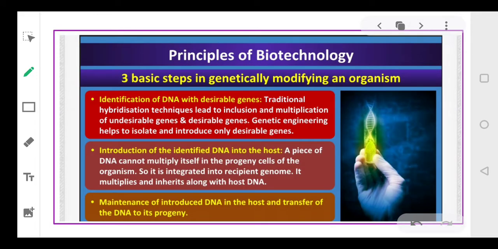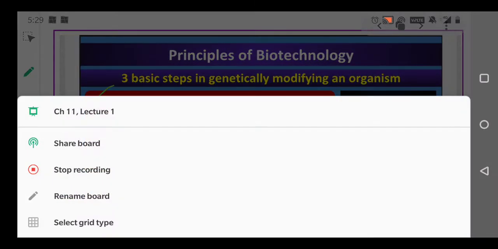Now coming to the principles further, there are basically 3 steps involved. If you want to genetically modify an organism, अगर हम चाहते हैं कि एक organism का DNA modify हो जाए, तो there are 3 steps that will be used in this particular method. First thing is that we will identify the DNA which is having the desirable genes.